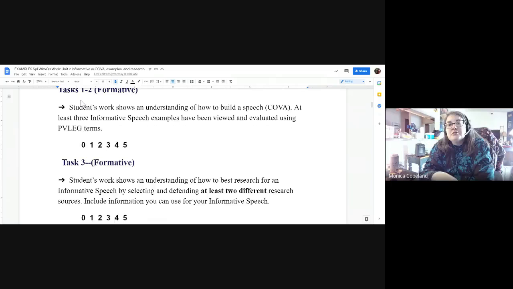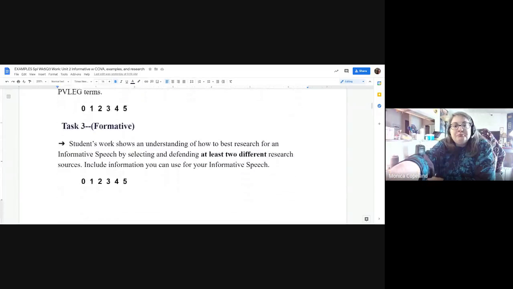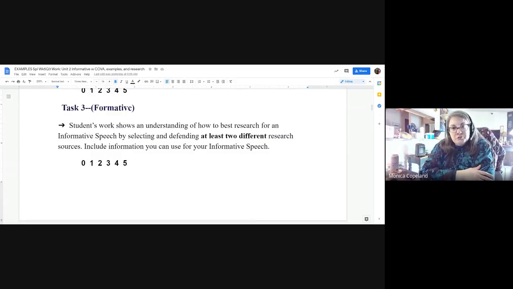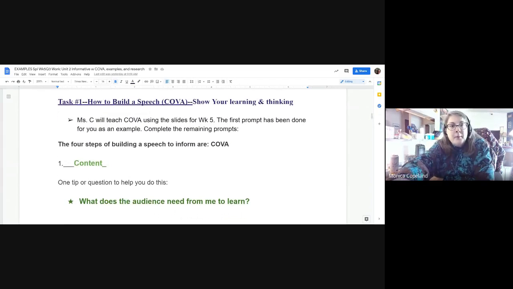We've got all formative grading this week. So the first 5 points of formative is you're going to answer a prompt about COVA, and then you're going to watch 3 informative speech examples and evaluate them using PVLEGS terms. The other part of formative this week is your work for tomorrow, where you're going to research for your informative speech. So I would really suggest by tomorrow, you should know what your topic is. Luckily, today I'm teaching you how to do that.